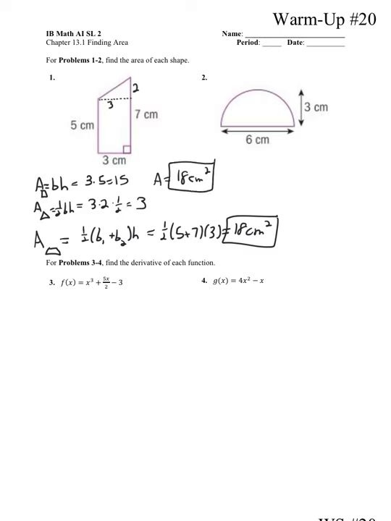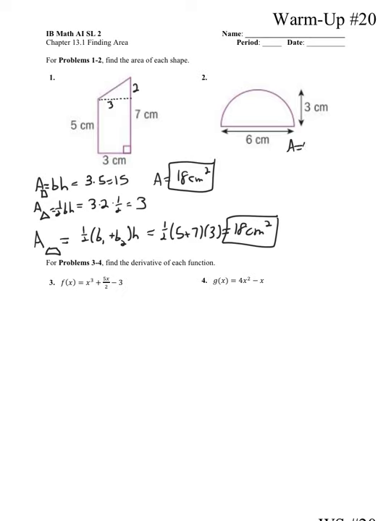You could do one formula, area of a trapezoid. If you remember that, that would be given to you on the IB exam too if you're planning on taking the test. Or you could do area of a square or a rectangle and area of a triangle and then add them together. They'll both get you to the same point.